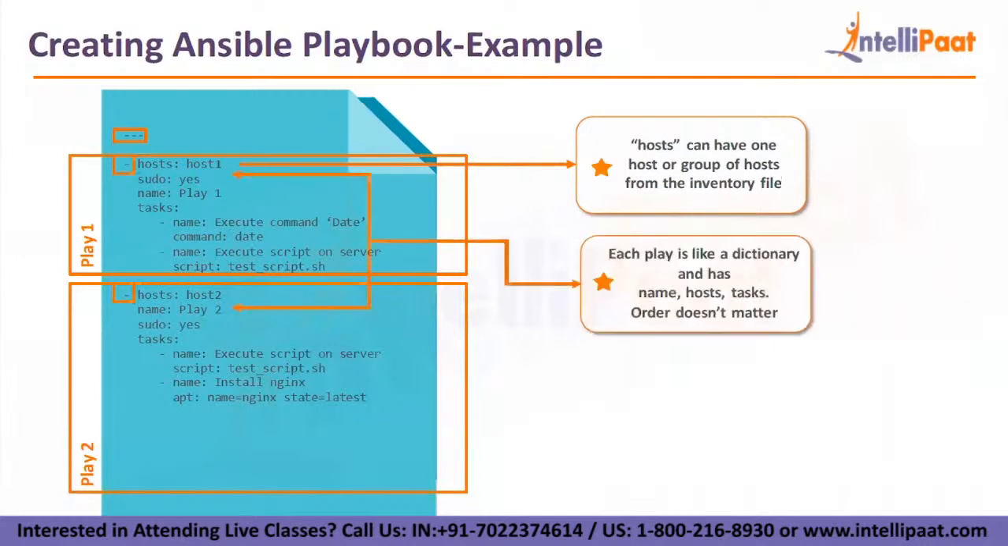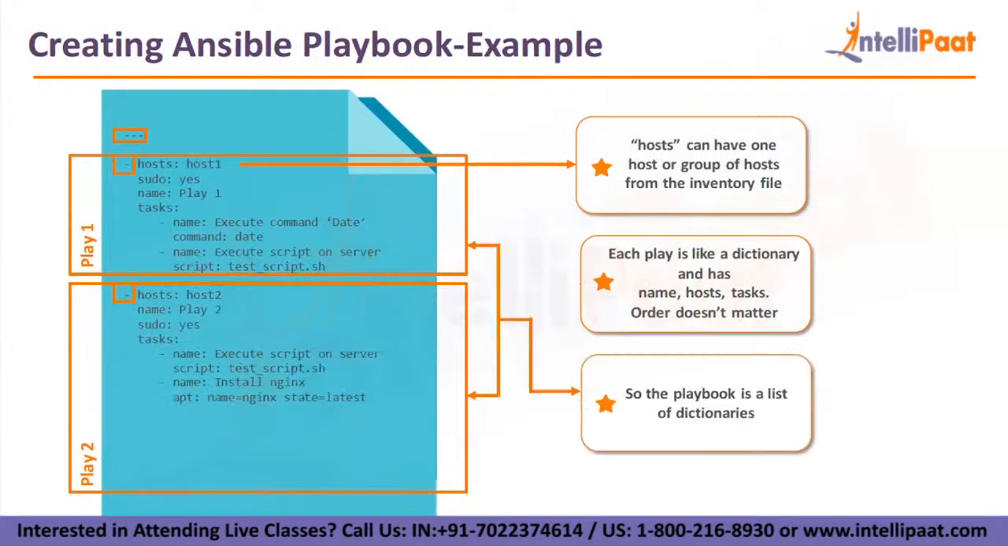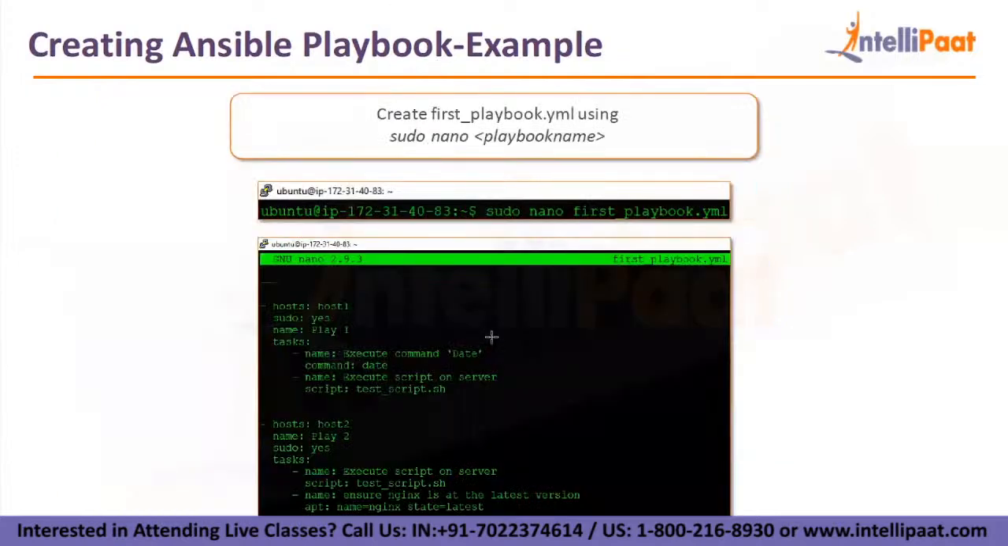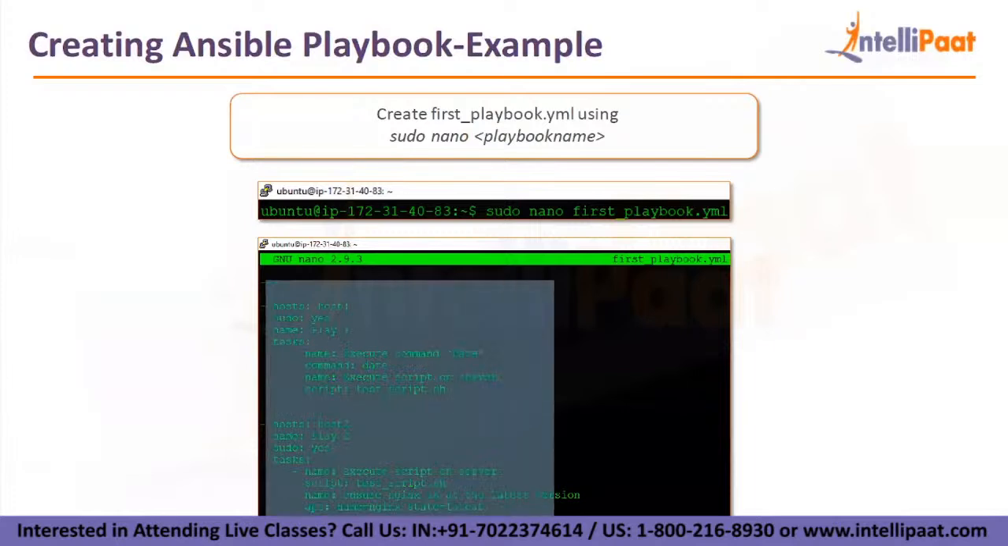Each play is like a dictionary and has name, host, and tasks. The order of these lines, host, name, sudo, or tasks, doesn't matter, but the order of tasks matters. As I told you, flow matters. So the playbook is a list of dictionaries. Similarly, tasks are nothing but a list denoted by dashes. For task order in the collection, the position of the entry matters. The first entry gets performed first. So when we create a playbook, it looks like this.